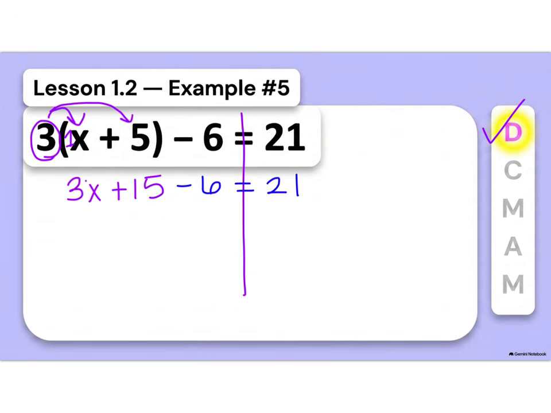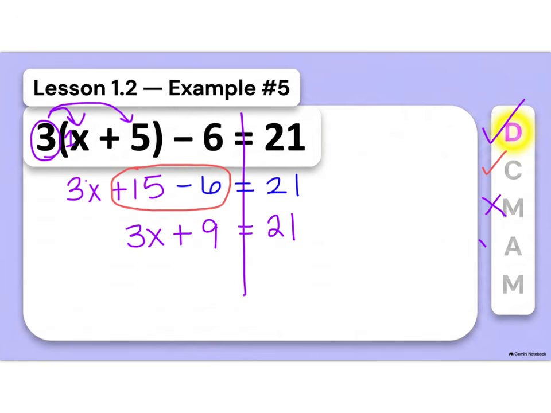My next step is to combine like terms on each side. Do I have any like terms to combine? Well, yes, I do. These two numbers here I can combine. And remember, when I put these into the calculator, I'm just going to do exactly 15 minus 6. So that leaves me with the 3x that I need to bring down. And then 15 minus 6 gives me a positive 9. And then I'm going to bring down my 21 on the right. I don't have any other variables. I only have the 3x, so I don't have to move any.